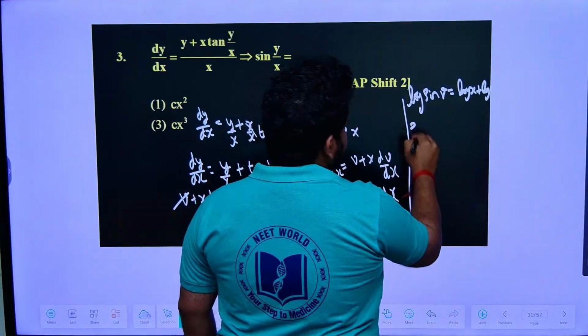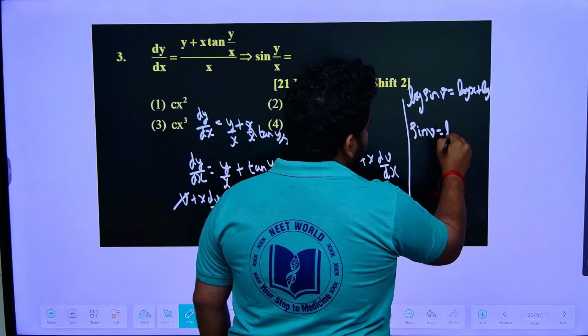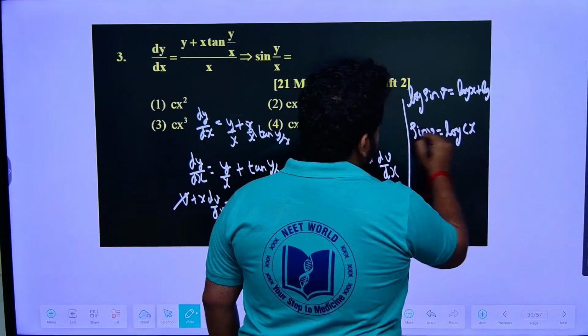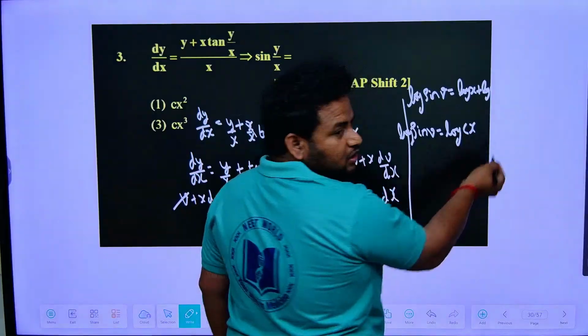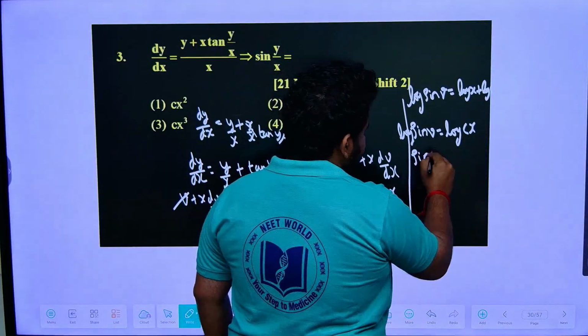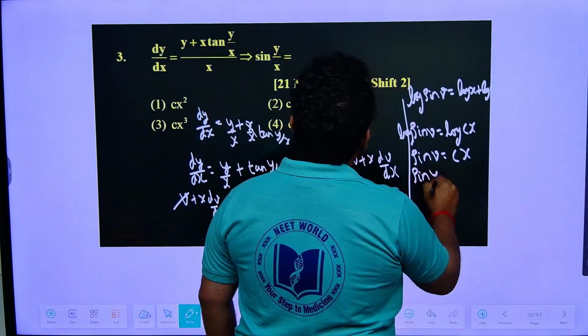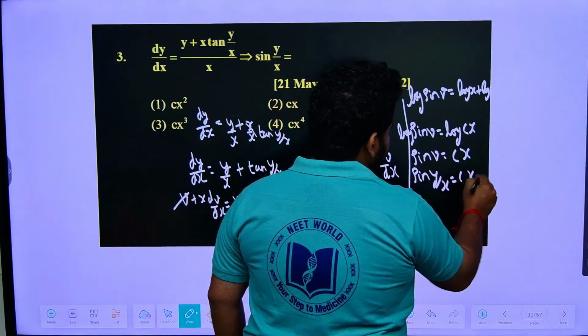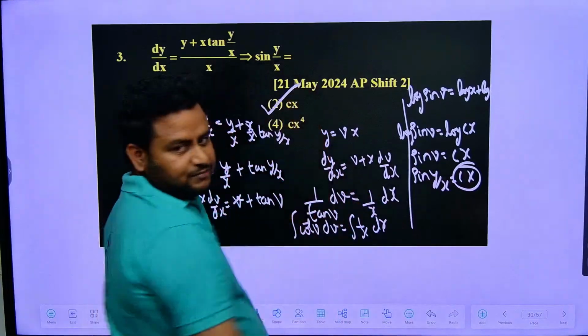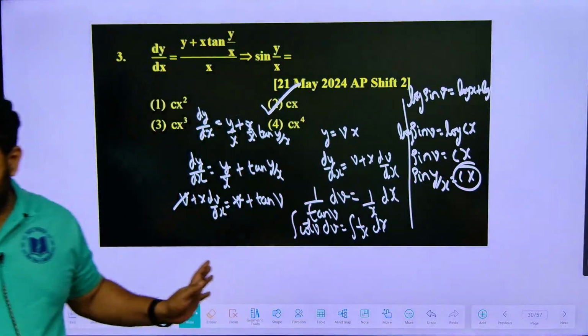Now this will become what? Log sin v will be equal to log cx. So sin v is equal to cx. So sin v is nothing but sin of y by x, that is equal to cx. The answer is what? Cx, which is the second option. Very simple question. Understood now?